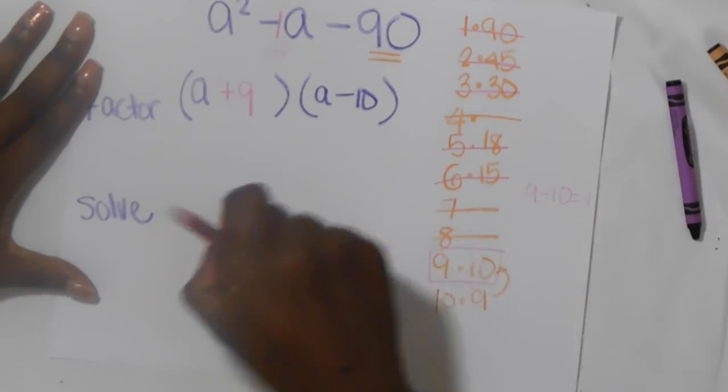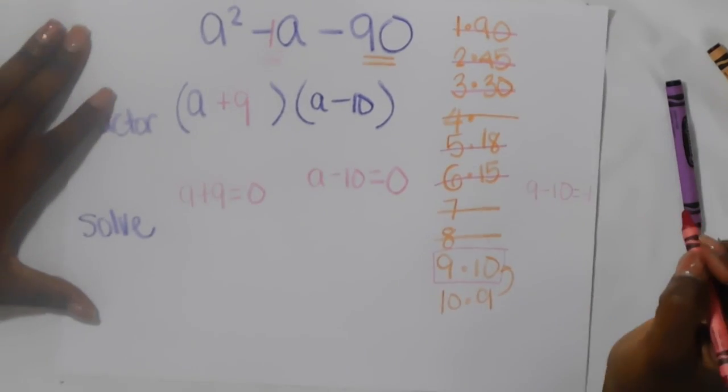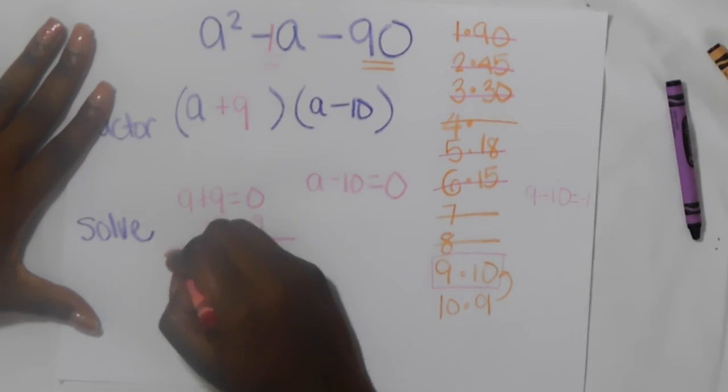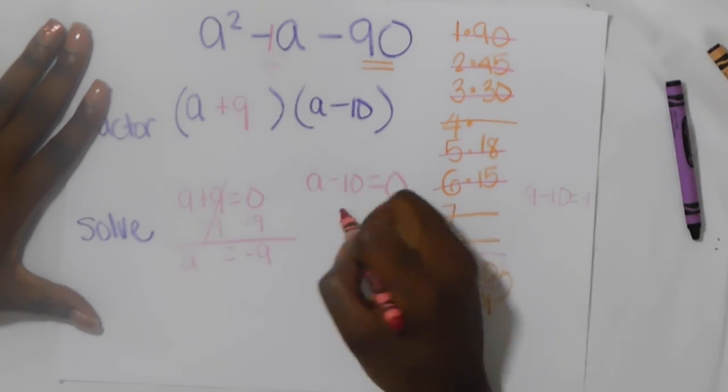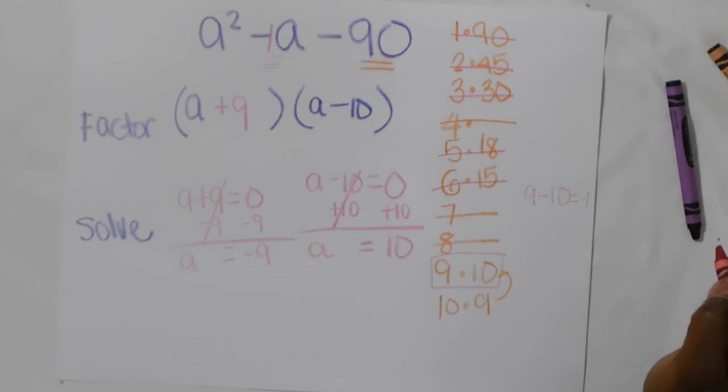I just put them in parentheses like the previous 2 examples. If all I need to do is factor, I'm done. But if I need to solve, do the extra step, and like magic, you're done. A equals negative 9, A equals positive 10.